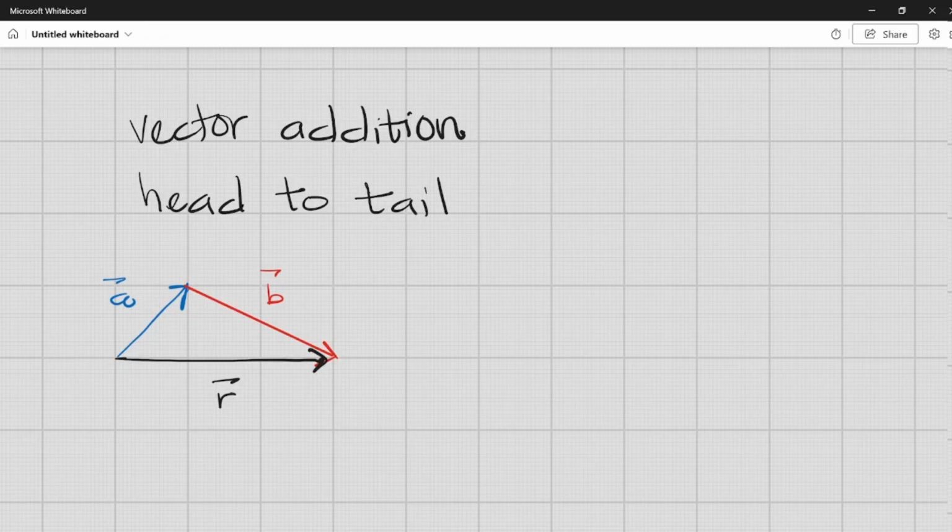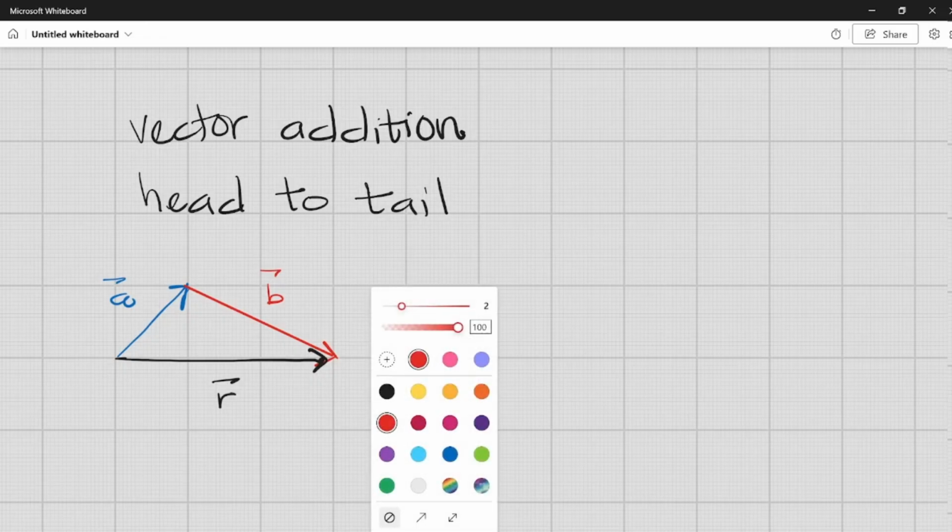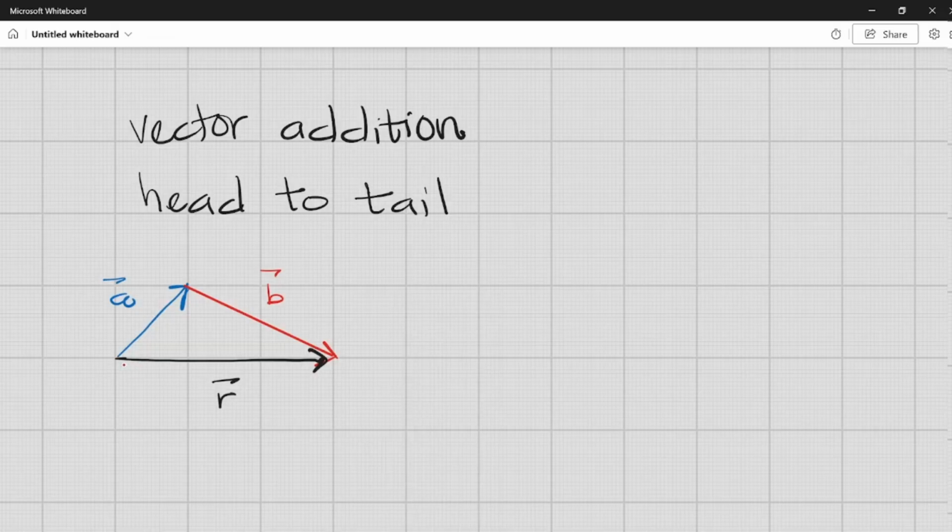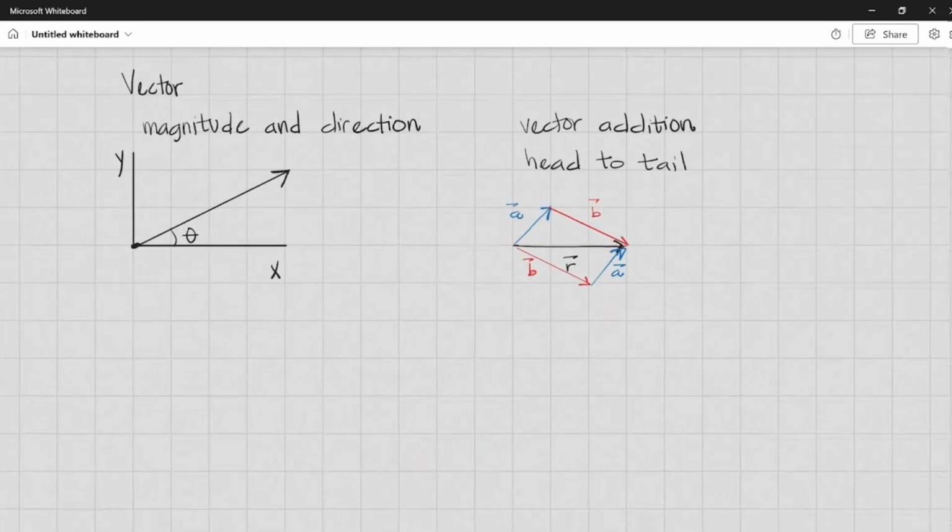And also the commutative property of addition applies to vectors. We can see if we switch the order that we add them. So if we do the B vector first, and then the A vector second, we end up at the same spot, and the R is still our resultant vector. Okay?